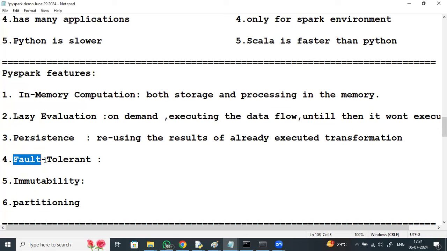Spark has powerful fault tolerance, which is also important. When you are running your data on different machines, with distributed execution and parallel processing happening, suddenly if any machine is down, Spark has the capability of regenerating the lost data partitions.